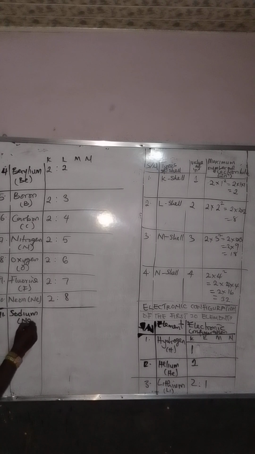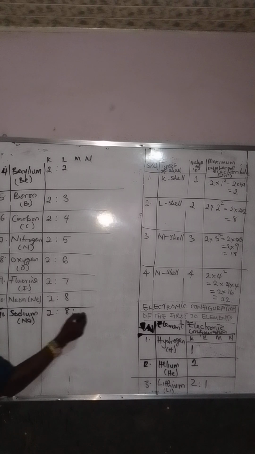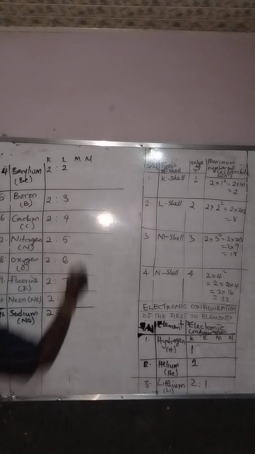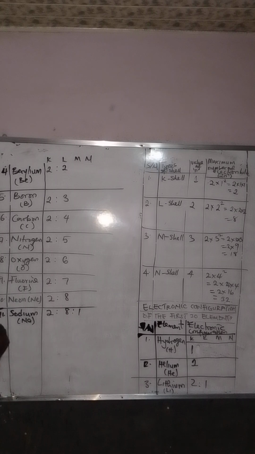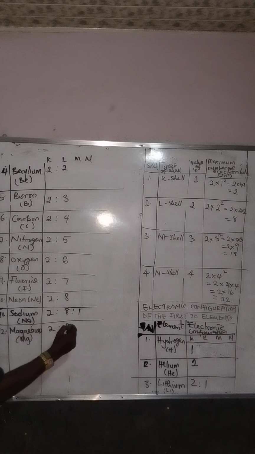Sodium, Na, 11. 2 comes here, 8 comes here, 8 plus 2, that's 10. So the remaining one will come to what? M shell. So we have it that. Then the next one is magnesium, Mg. So this one has 12 electrons. 2 will stay here, 8 will stay here, the remaining 2 will come and stay here.